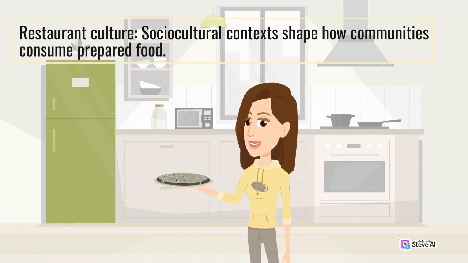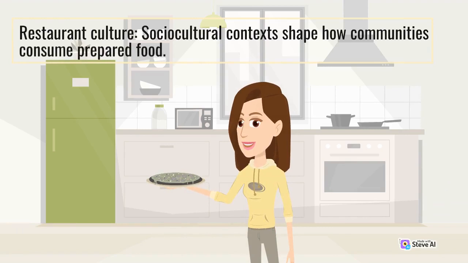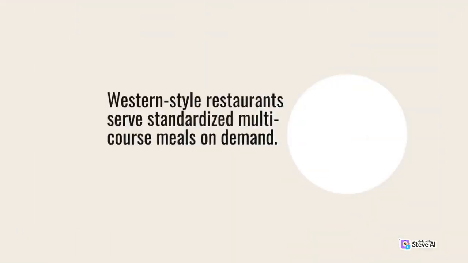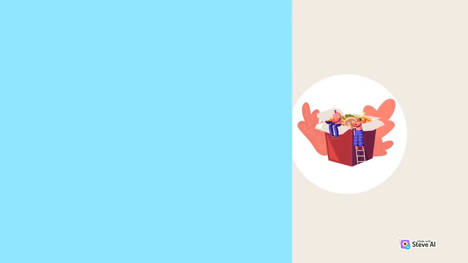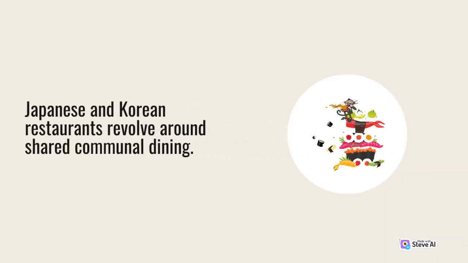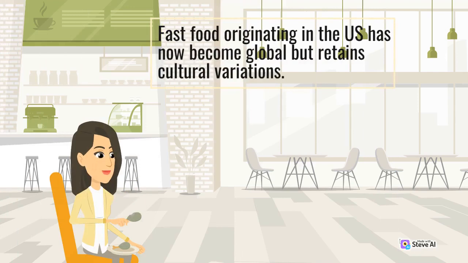Restaurant culture. Sociocultural contexts shape how communities consume prepared food. Western-style restaurants serve standardized multi-course meals on demand. Japanese and Korean restaurants revolve around shared communal dining. Indian dining usually involves elaborate multi-course banquets. Fast food originating in the U.S. has now become global but retains cultural variations.